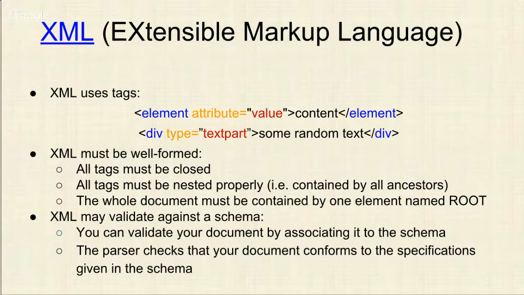So an XML document must be well-formed, which means that all the tags must be properly closed within the angular brackets. All the tags must be nested properly. That means that they have to be contained by all ancestors, and the whole document must be contained by one element that is named root.